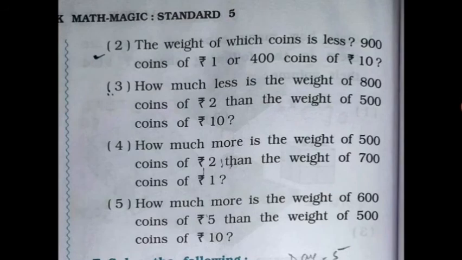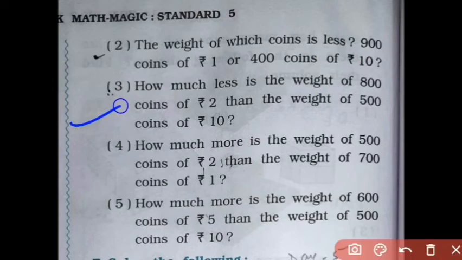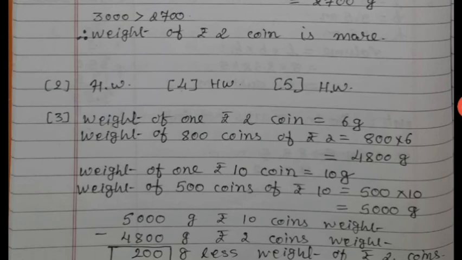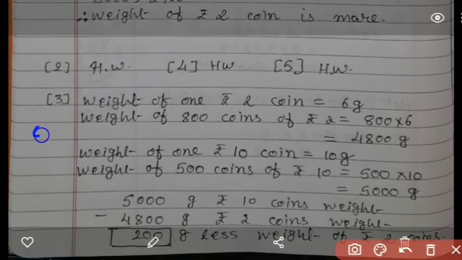Now the next sum is sum number 3. How much less is the weight of 800 coins of rupees 2 than the weight of 500 coins of rupees 10? So as we have done before, we have to follow almost the same method. Let us solve this. First we mention that the weight of a 2 rupee coin is equal to 6 grams. The weight of 800 coins of rupees 2 is equal to 800 multiplied by 6. So the answer will be 4800 grams.